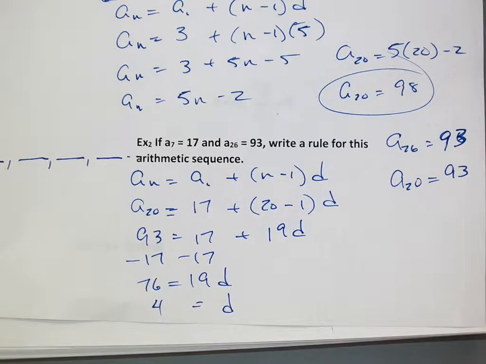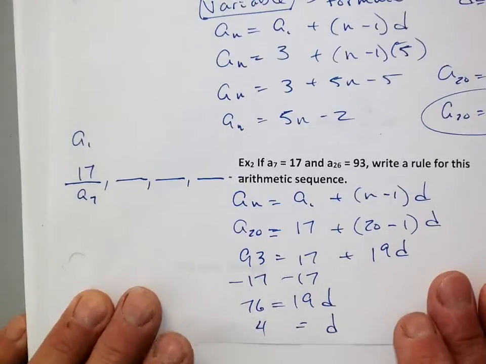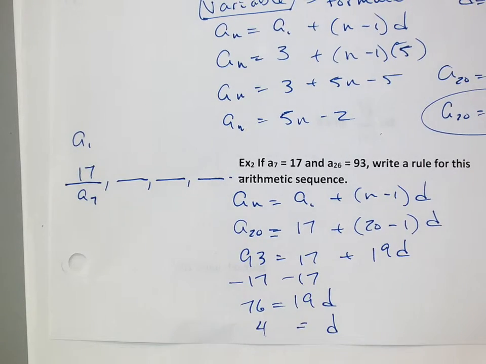D is 4, but I don't know what A1 is. I don't know what the first term is. So we've got two choices. The easiest way is just to go backwards and find the first term. Or I could use the formula. The formula would work, but let's do it the easy way, okay?